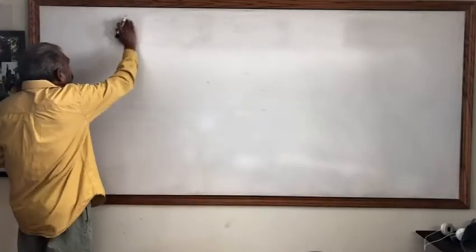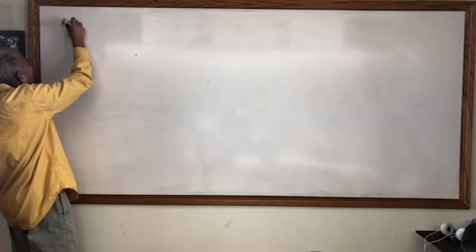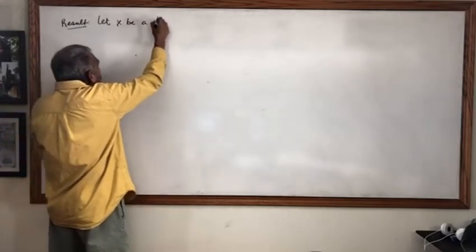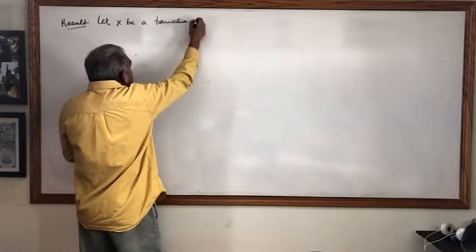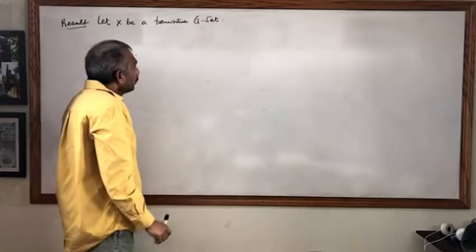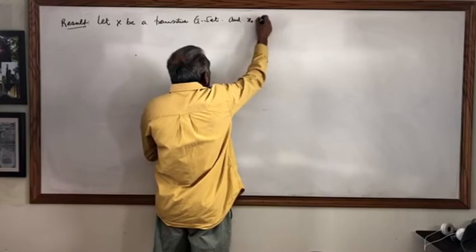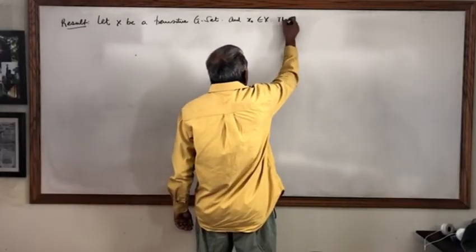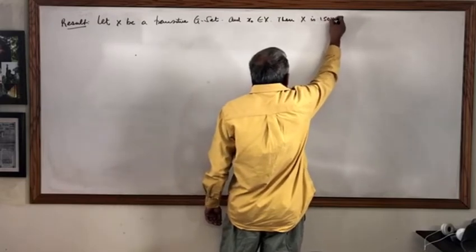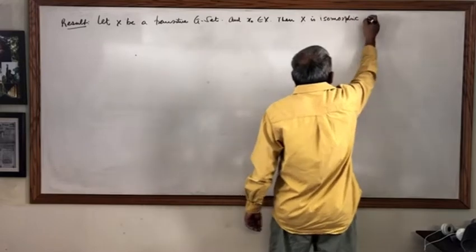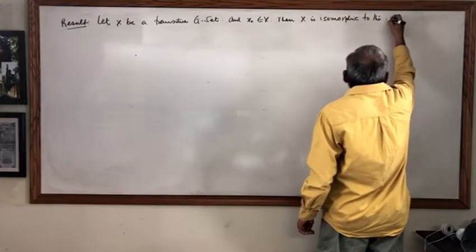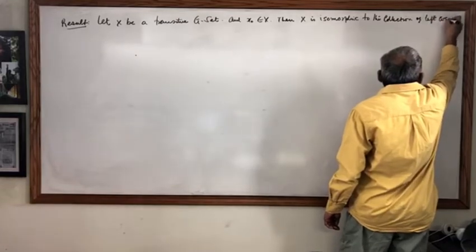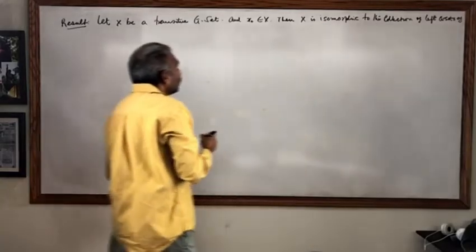Now let us do one more result. Let X be a transitive G set and X0 belongs to X. It's any element in X. Then X is isomorphic to the collection of left cosets of Gx0.